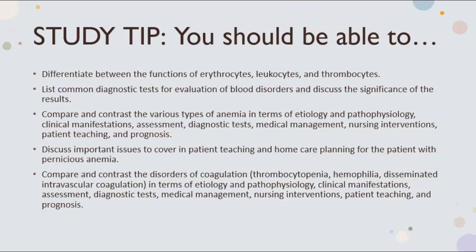Wrapping up this lecture, our study tips, we should be able to differentiate between the functions of erythrocytes, leukocytes, and thrombocytes, list common diagnostic tests for evaluation of blood disorders, and discuss the significance of the results, compare and contrast the various types of anemia in terms of etiology and pathophysiology, clinical manifestations, assessment, diagnostic tests, medical management, nursing interventions, patient teaching, and prognosis, discuss important issues to cover in patient teaching and home care planning for the patient with pernicious anemia, and compare and contrast the disorders of coagulation, including thrombocytopenia, hemophilia, and disseminated intravascular coagulation, in terms of etiology and pathophysiology, clinical manifestations, assessment, diagnostic tests, medical management, nursing interventions, patient teaching, and prognosis.